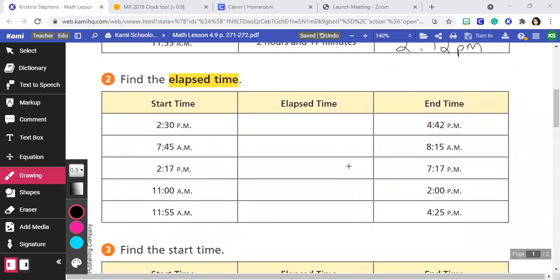Now we're going to switch it up a little bit. We are going to find the elapsed time. We're being given the start time. We're being given the end time, but we need to figure out how much time has gone in between. So how could we do this? Let's stop and think about that for a second.